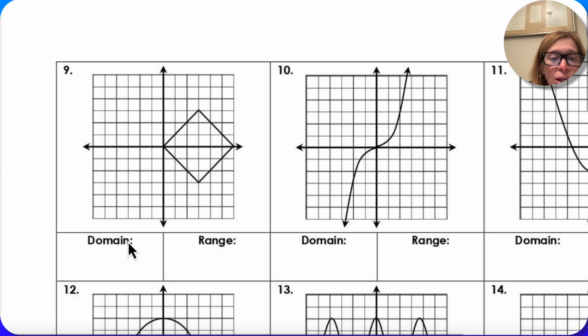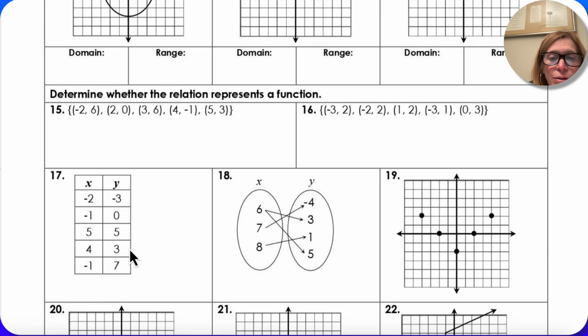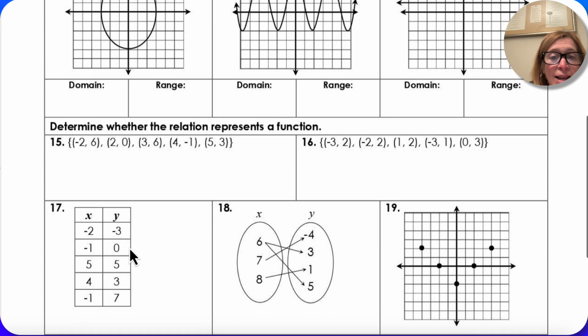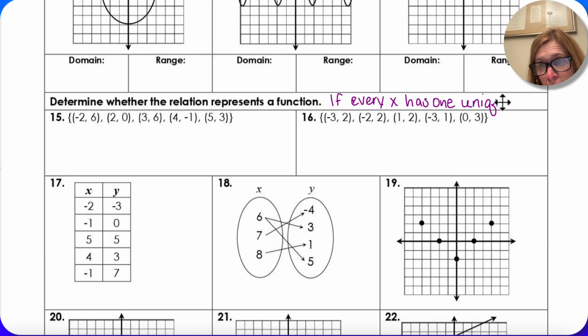I'm going to move on to numbers 15 to 22. We didn't quite get to this in class, and it says, determine whether the relation represents a function. So we are going to be reviewing this in class tomorrow, but also I want to go over it now. So a relation is a function if every x has one unique y. Every x has one unique y.